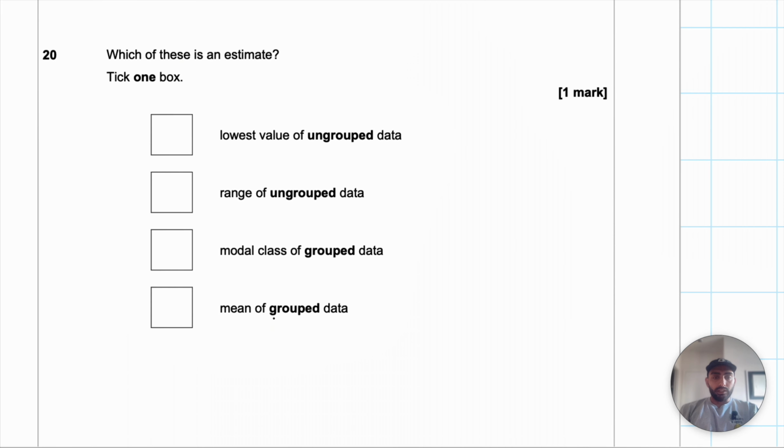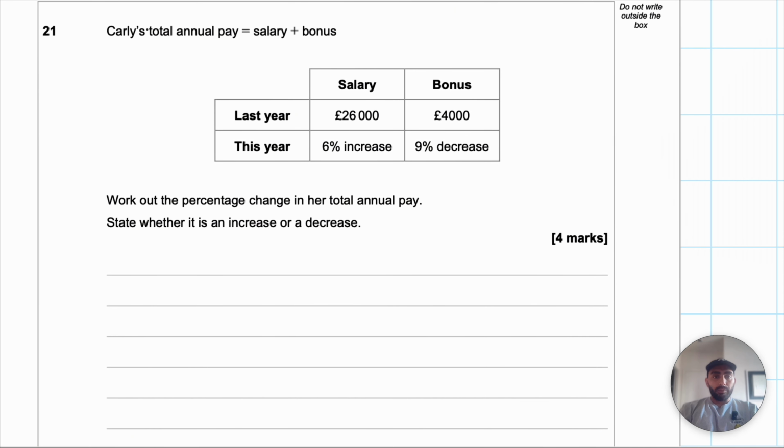The mean of group data. So when you work out the mean, you actually find the midpoint of the two values in the box. So that means you're guessing what they are. So that would be an estimate. Question 21. Carly's total annual pay equals salary and bonus. Work out the percentage change in her total annual pay. State whether it's an increase or a decrease.